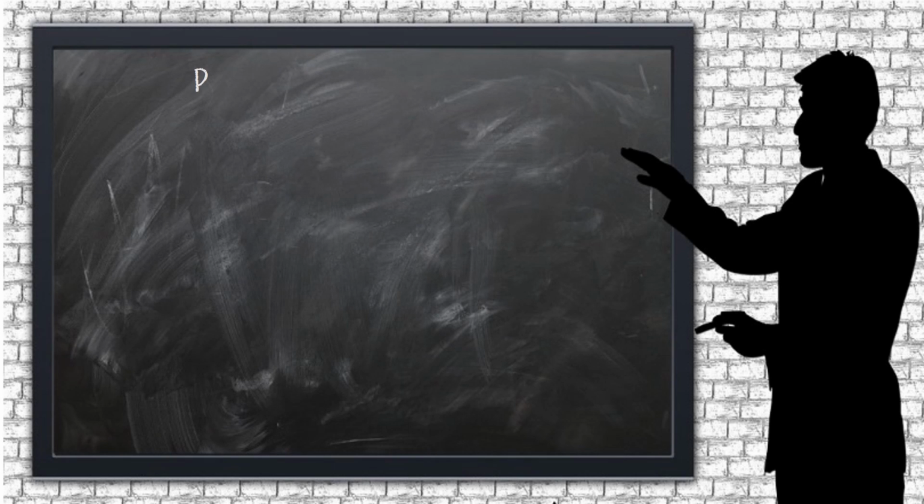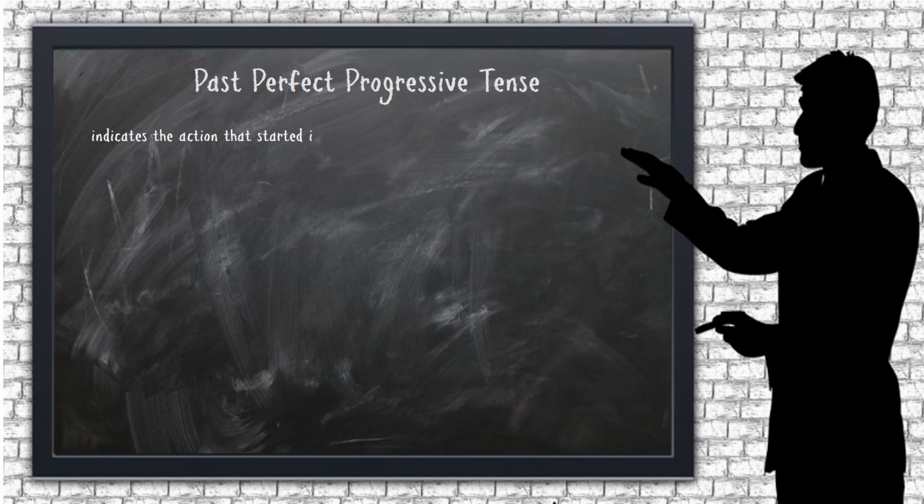This tense is formed with have or has, been and the present participle of the verb with an -ing ending. Past perfect progressive tense indicates the action that started in the past and was continuing at some point in the past. Example: she was not tired, because she had been sleeping the whole morning. I had been watching TV for 2 hours before she arrived.